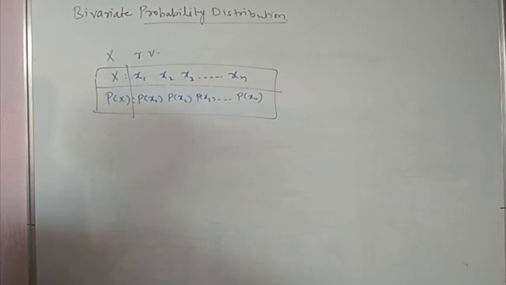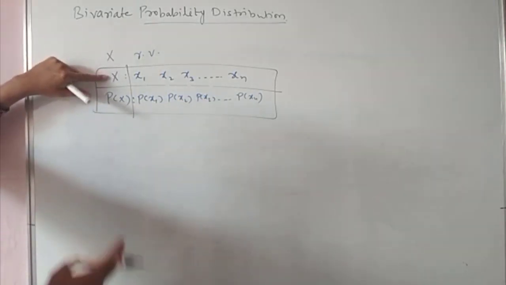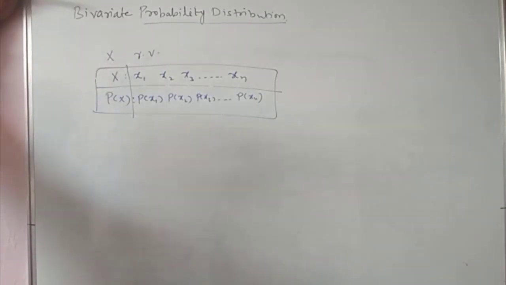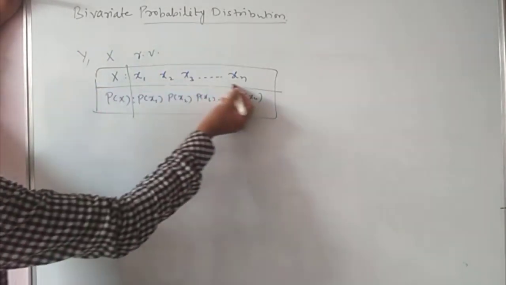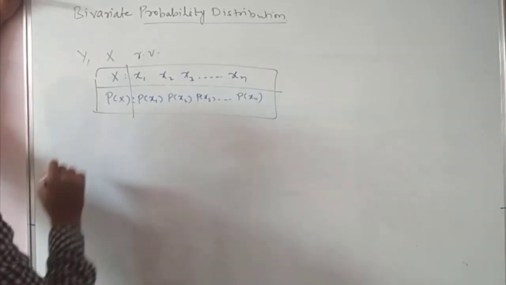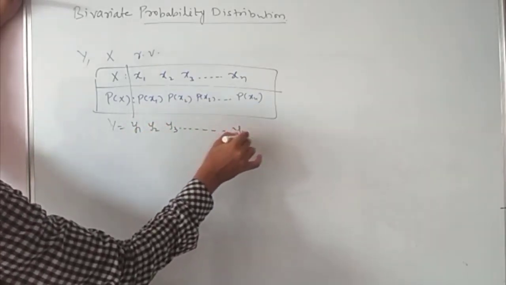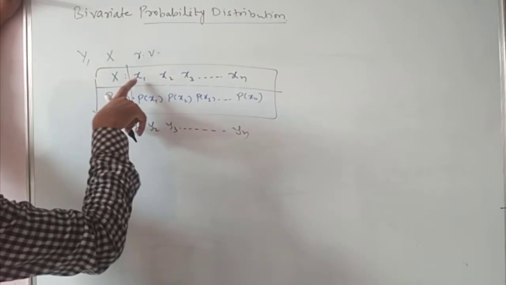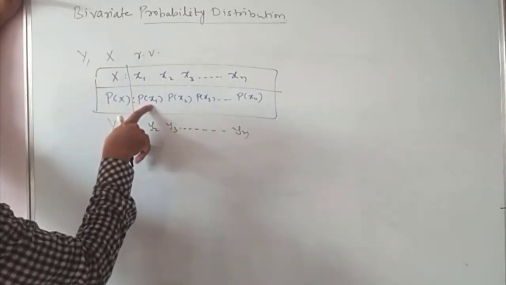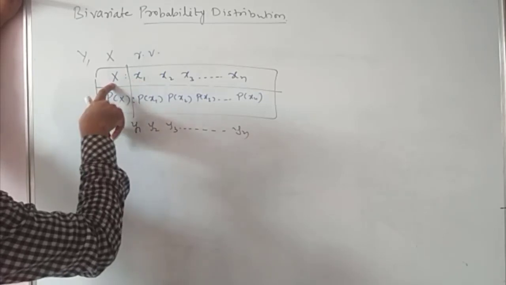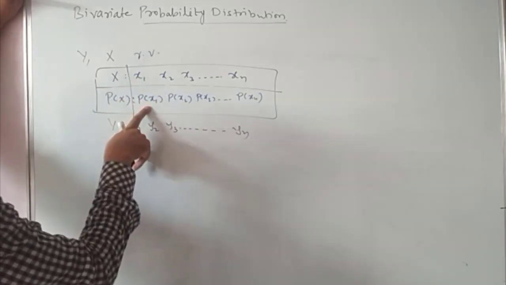Instead of taking one variable, if we take two variables, if we define two random variables on some random experiment as the outcome of the random experiment, suppose we consider x and y. Assume that x takes the values x1, x2, x3 and so on up to xn, and y takes the values y1, y2, y3 and so on up to yn. If there is only one random variable x, and it assumes the value x1, then its probability is given by p of x1.